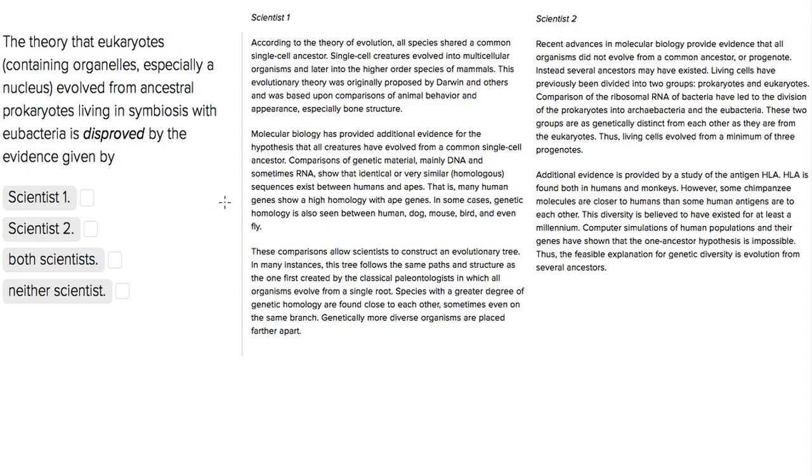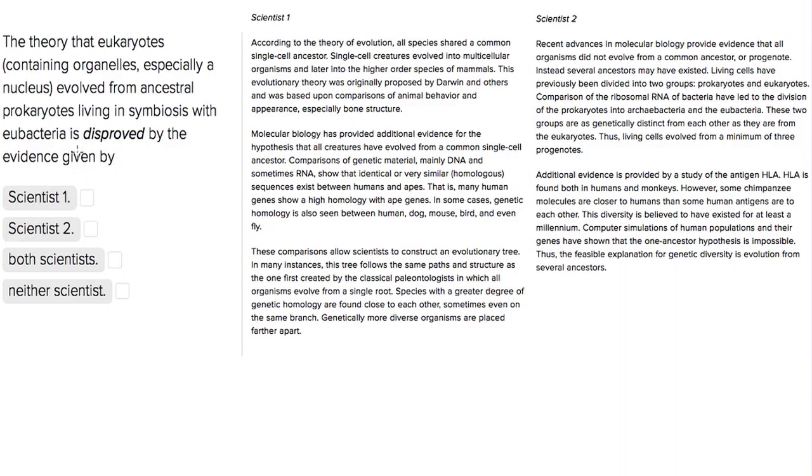This is Sophie Heller, and this is an ACT science question. The question asks us, this theory that eukaryotes, which are described in Scientist 2's paragraph, evolved from ancestral prokaryotes living in symbiosis with eubacteria, is disproved by the evidence given by which scientist? So let's just see if this is even in the passage.